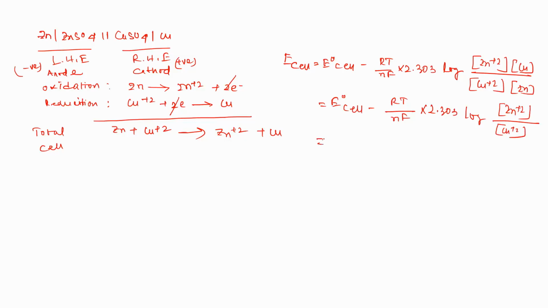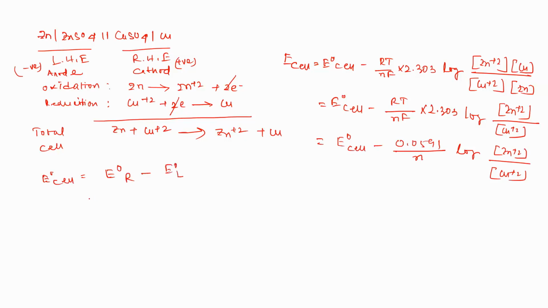Now if we solve this equation, what will be the result? 0.0591 by n into log of zinc plus 2 by copper plus 2. So E cell equals E0 cell, and here we can also write E0 cell equals E0 R minus E0 L. That means the right hand, that means the cathode.